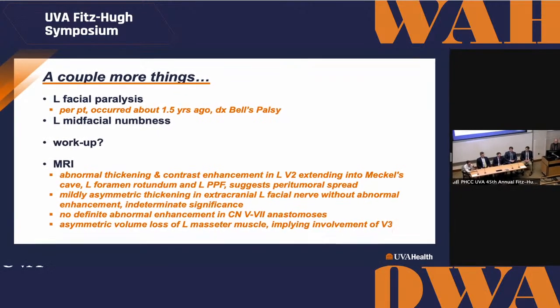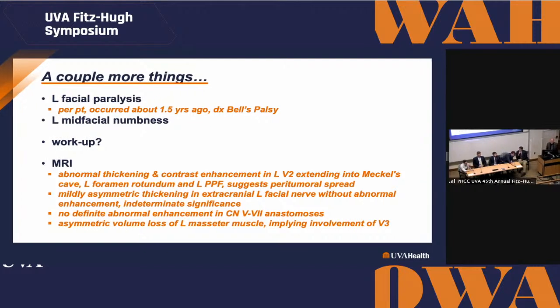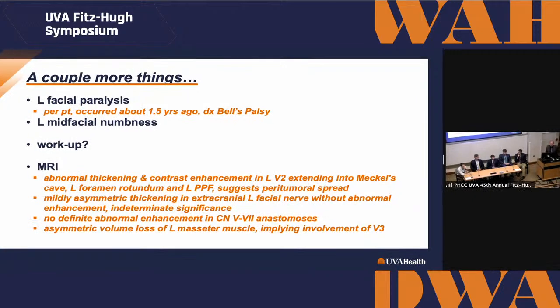All right. So his MRI, sorry, it's a little bit long, but it is kind of interesting, shows abnormal thickening and contrast enhancement in left V2, extending into Meckel's cave, the foramen rotundum, and the PPF, suggesting perineural spread. Interestingly, there is only a mildly asymmetric thickening of the extracranial left facial nerve, and it's not really enhancing, and it wasn't clear what was going on there. And then nothing in the connections between 5 and 7 that might explain tumor spread in both of those sites.